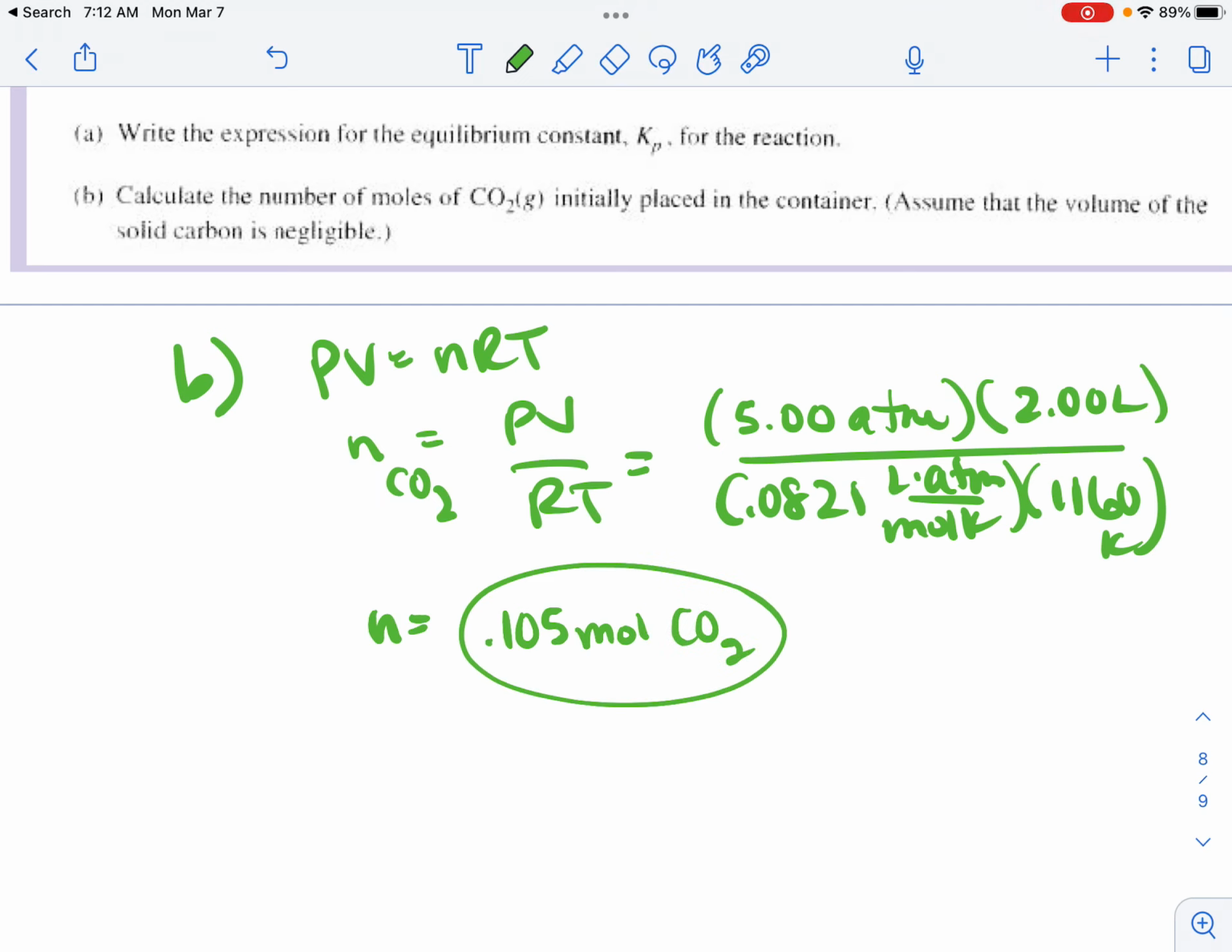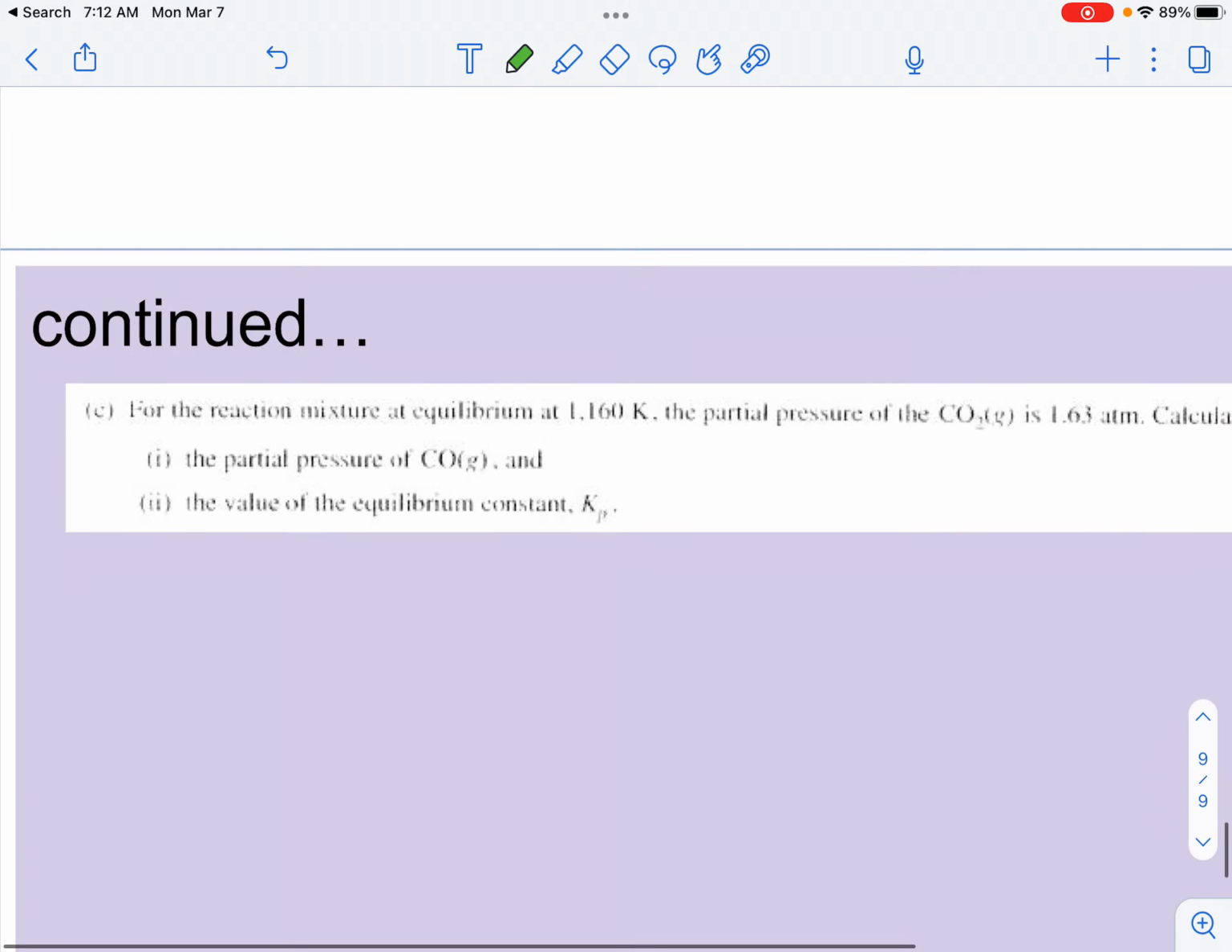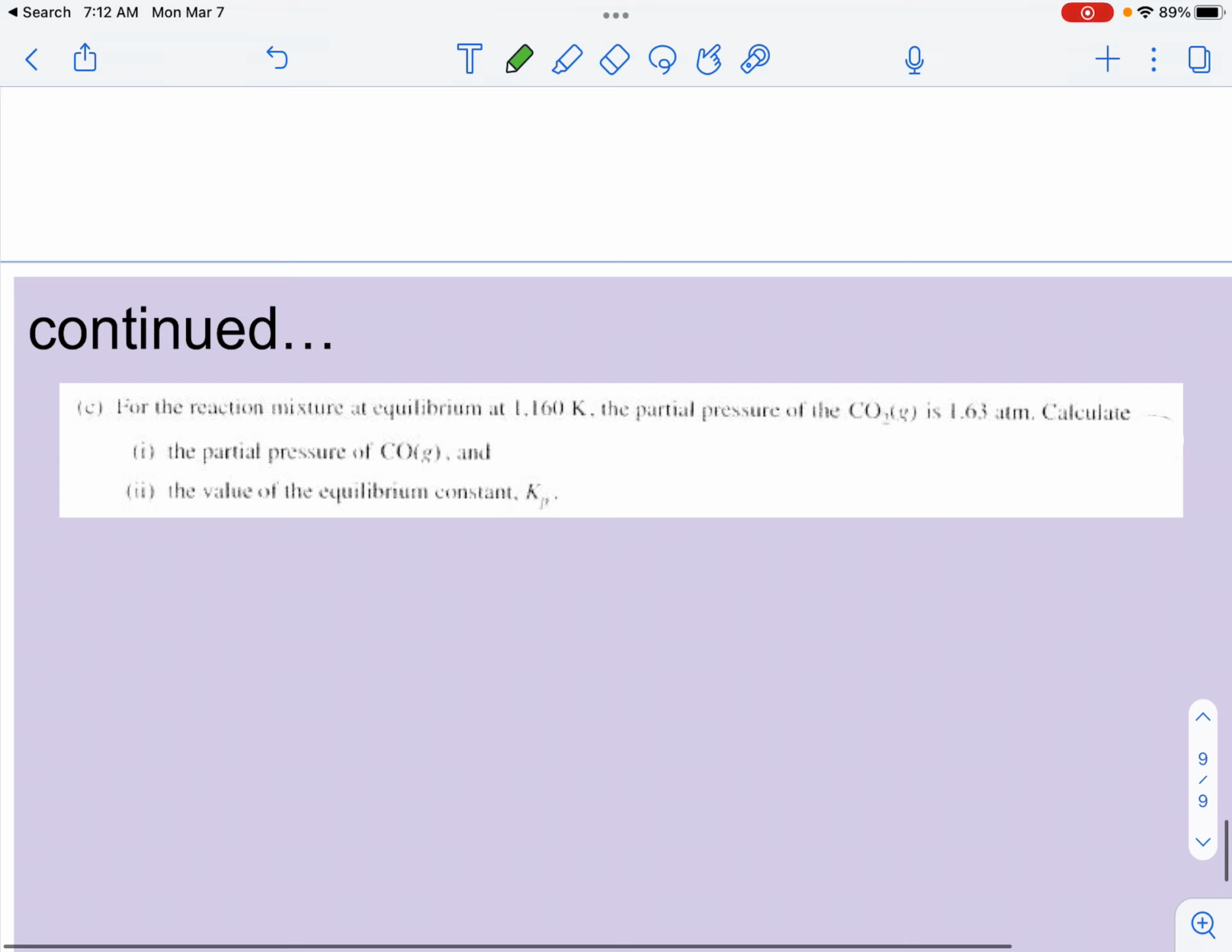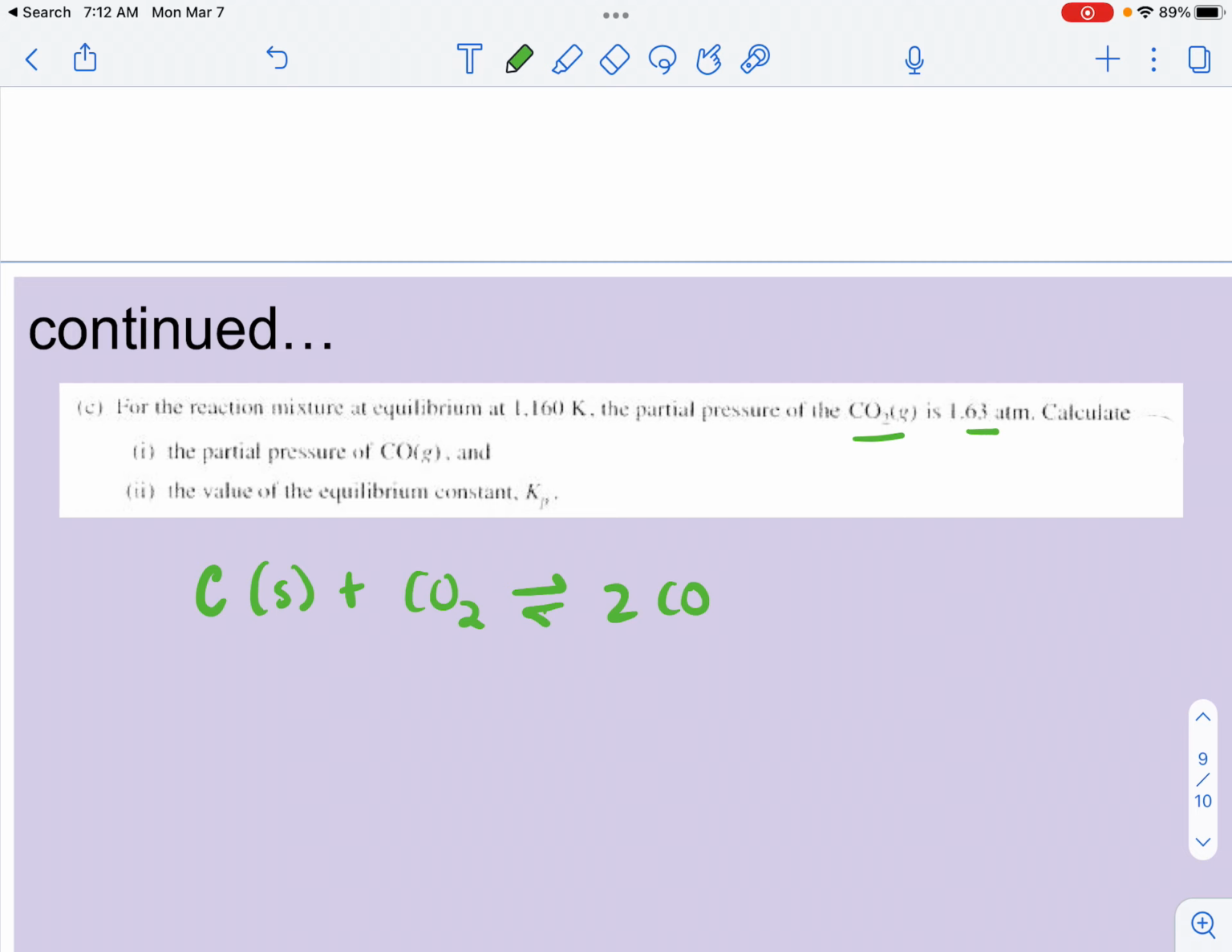All right, so I've done A and I've done B. Part C says when it's at equilibrium, the partial pressure of CO2 is 1.63 atmospheres. So they want the partial pressure of the CO. So I used my ICE chart again. So I did carbon solid plus CO2 yields 2CO. And I need my ICE chart because I know the initial, and I am looking for the at equilibrium.